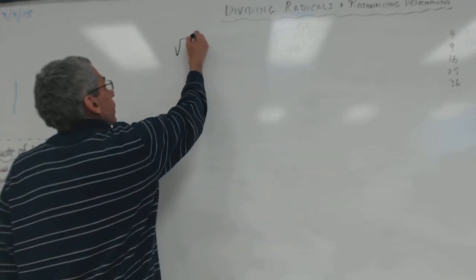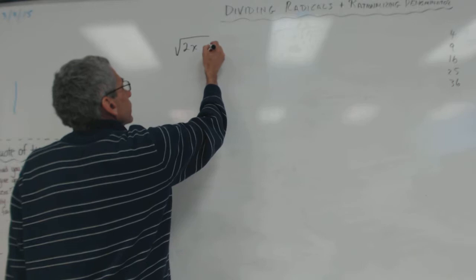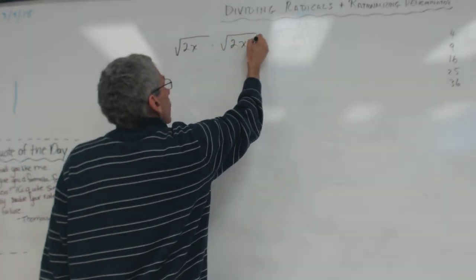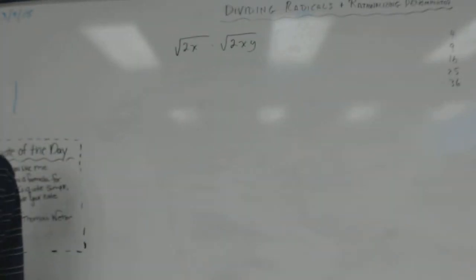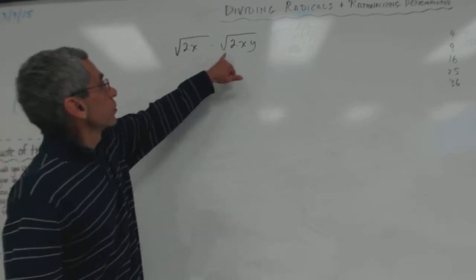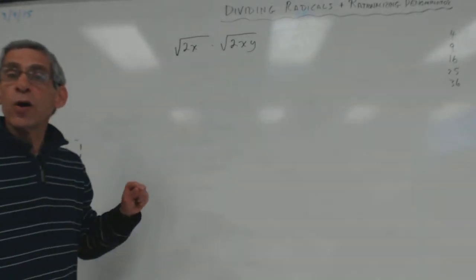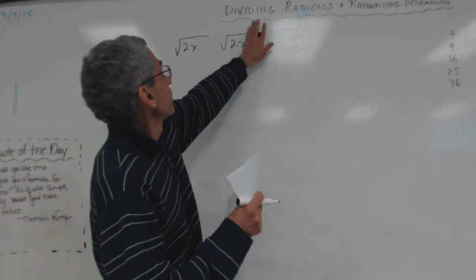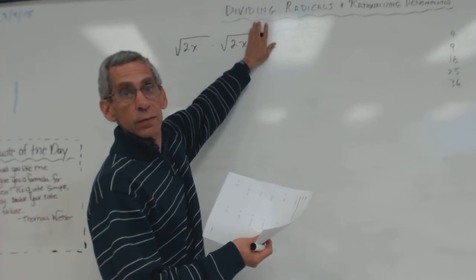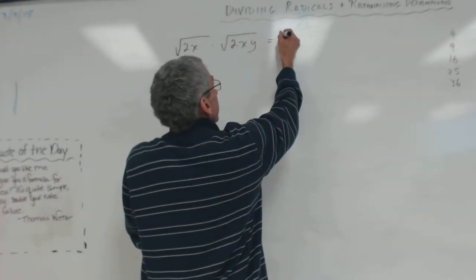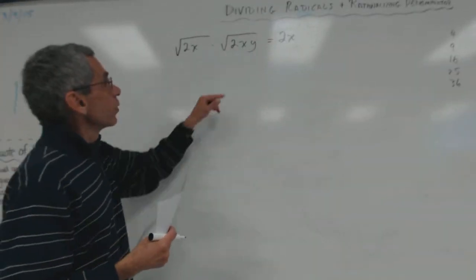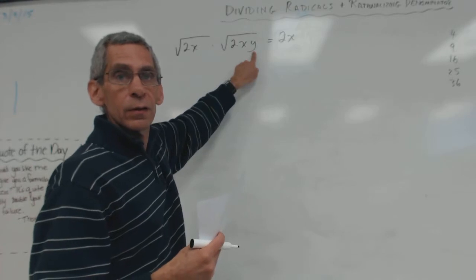How about if I did this? Square root of 2x times the square root of 2xy. Gideon, which parts do you see identical? The x's and the 2's. So what would that be? 2x. So immediately Gideon saw that he could take the 2x out. But wait, what about the y now? This is 2x times the square root of y.